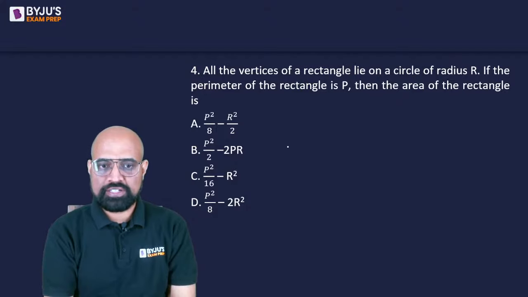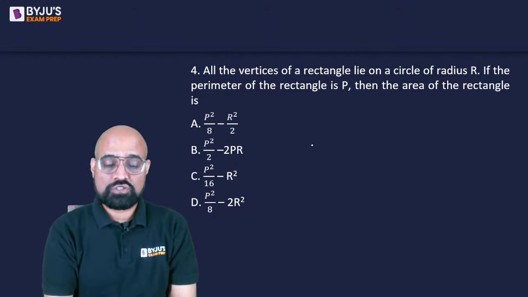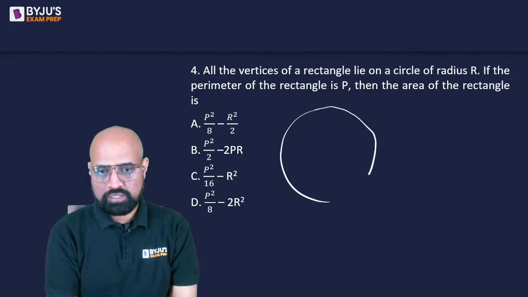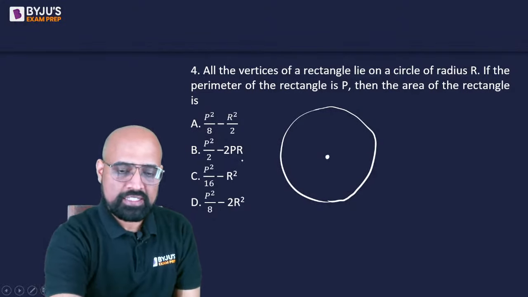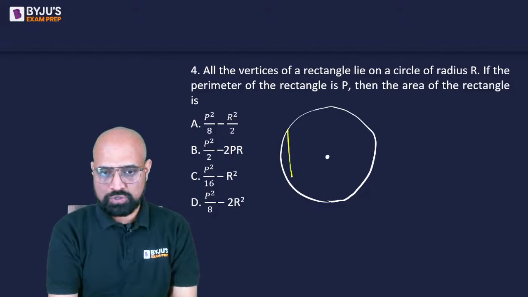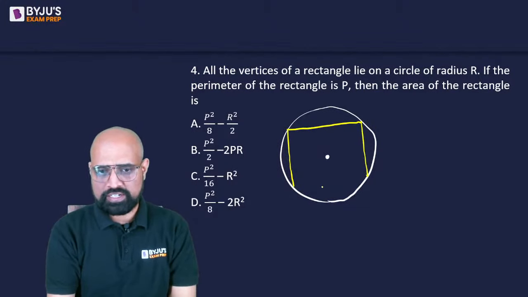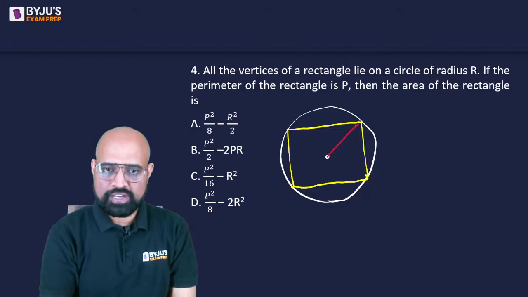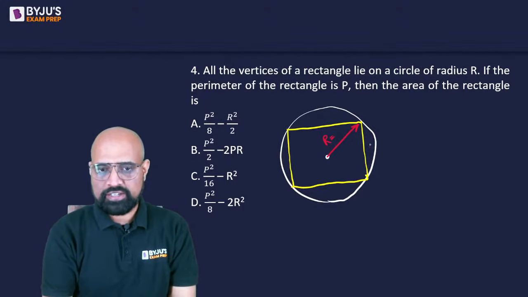If the perimeter of the rectangle is P, then the area of the rectangle is. So for this question, what I did was I took a circle and inside this circle, I took a square to make the calculation easier because a square is a rectangle, right? So I stereotyped it. And within these, I have certain values. This is the radius and this one is the side.